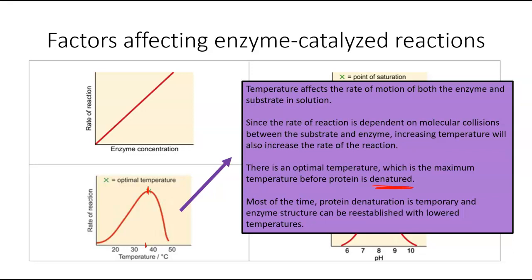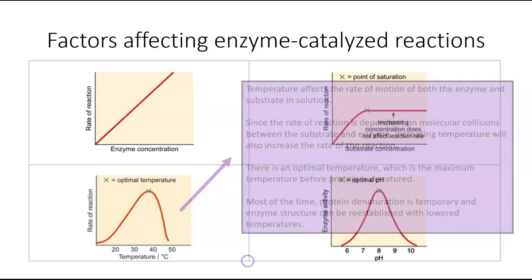So temperature affects the rate of motion. It increases the molecular collisions, leading to higher rates of reactions until optimum temperature is achieved. Past that optimum temperature, the enzyme is denatured, therefore it is no longer useful. But, like I said before, when we lower the temperatures back towards optimum, we can often re-establish protein enzyme function. Okay, really important. Temperature is a very important factor that affects the rate of enzymatic activity.